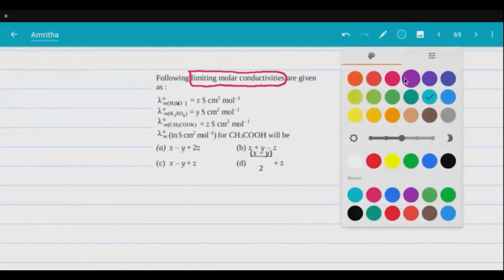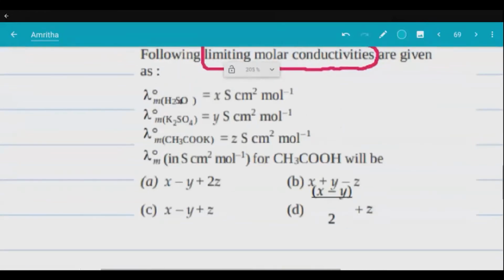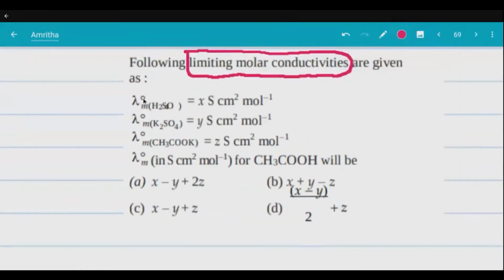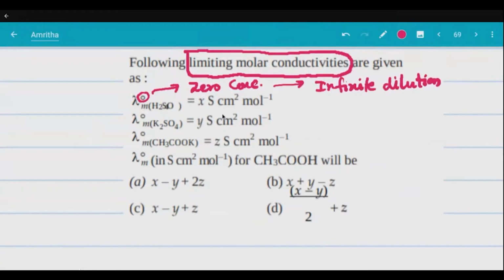The representation is given. Look at this, I'll zoom in. This is 0, or sometimes we write infinity also. What does 0 mean? Zero concentration. Concentration is 0 means infinite dilution. So H2SO4 is given, K2SO4 is given, potassium acetate is given. What they're asking is acetic acid, in the same units. Just make sure the units are the same.